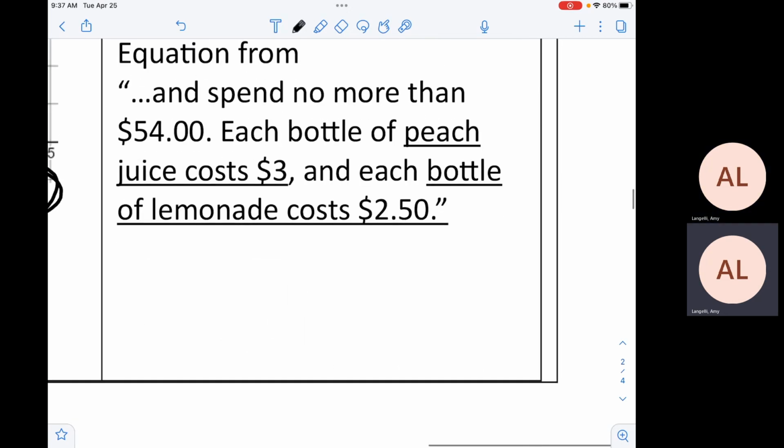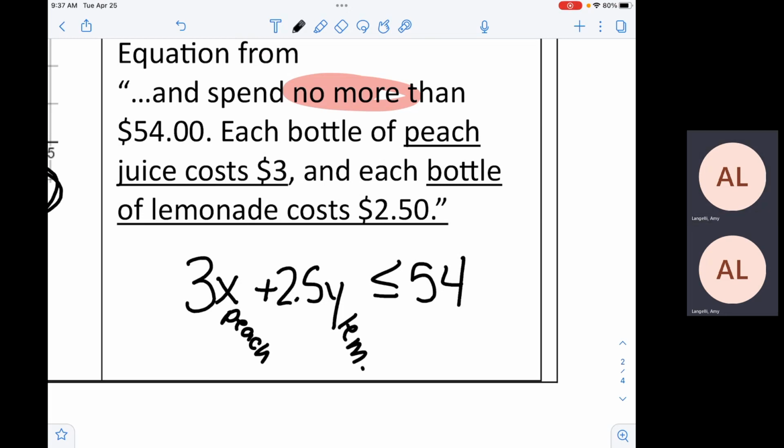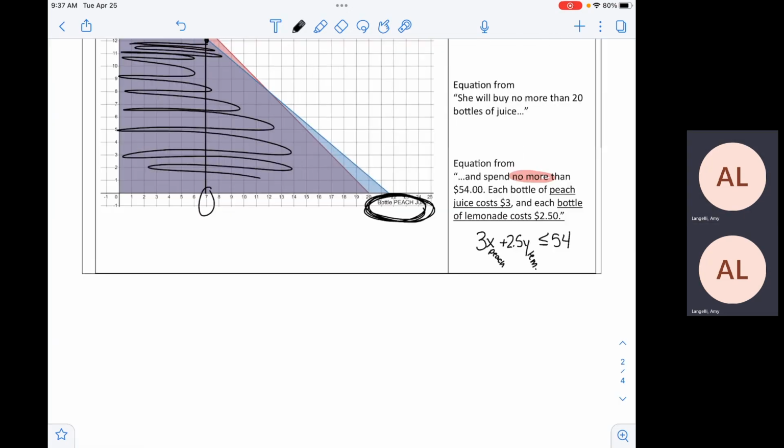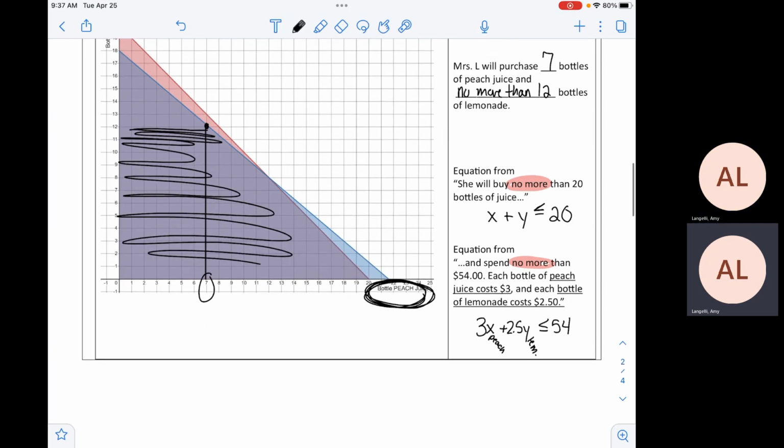How about this one? She'll spend no more than $54. What about the $3 for peach juice and the $2.50 for lemonade? Now, if you're not sure, it said 3 for peach juice. Peach was the x-axis, and lemonade was the y-axis. So that's why we put the 3 with the x and 2.5 with the y. That's what that graph is over here. That's what I typed into Desmos. That's what I graphed. Okay. Go on.